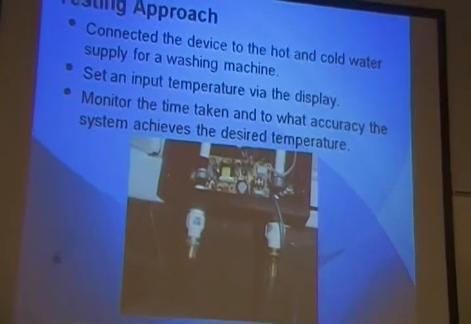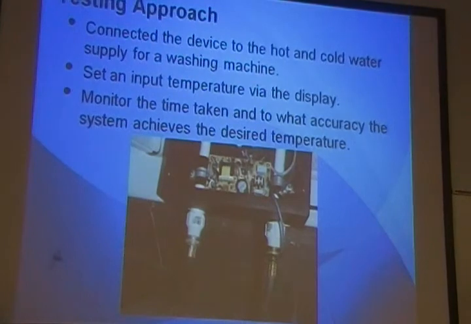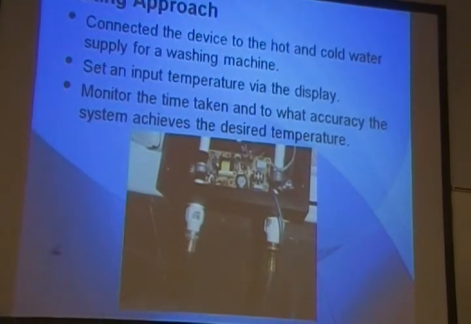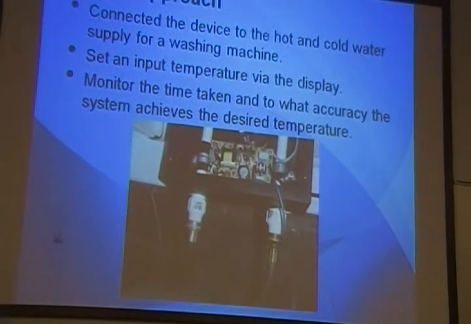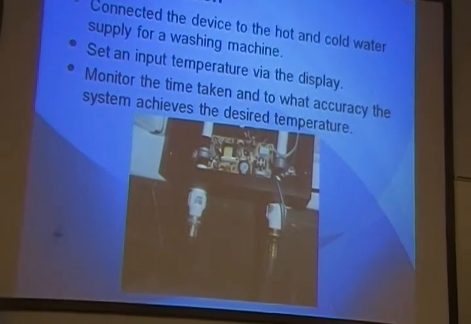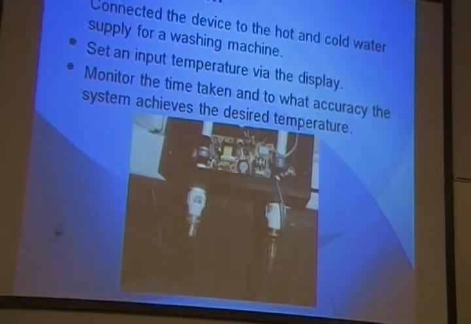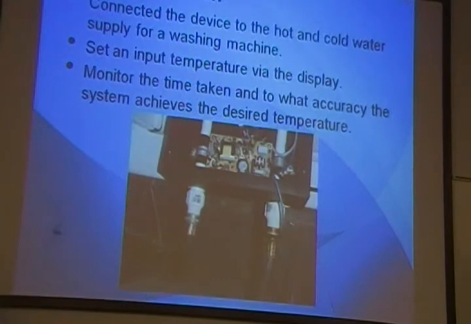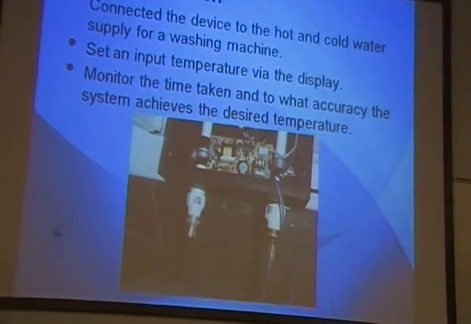Okay, so when we built the device, instead of putting a copper connector so that you would put it in a wall, we put threaded connectors so we can basically just attach it to the hot and cold water supply from a washing machine, just to make it a little bit easier. So we connected the device to the washing machine supply, and we would set an input temperature on the display, and then we would record the output temperatures as reported by the device on a computer, and rather subjectively with some graphs and quantitatively determine whether or not we were happy with the outputs and adjusted our algorithm from there.